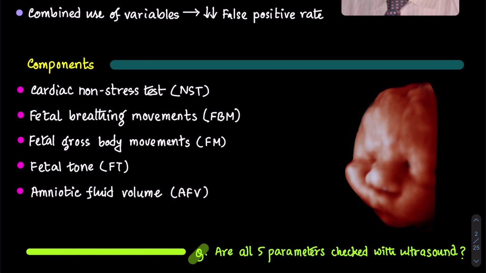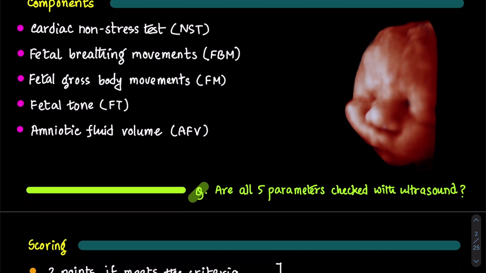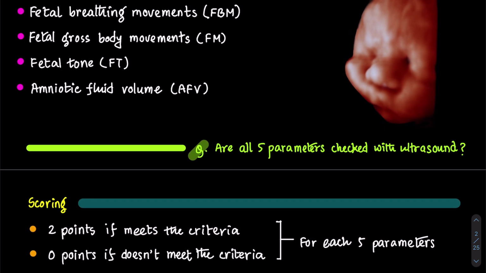These 5 components of biophysical profile are cardiac non-stress test, known in short as NST, fetal breathing movements, fetal gross body movements, fetal tone, and amniotic fluid volume. Are all 5 parameters checked with ultrasound? We'll know it later.